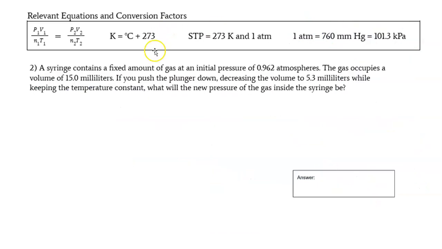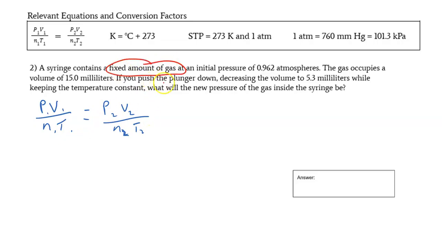Next one. So we have a syringe contains a fixed amount of gas. Okay? So this is a calculation problem. So I'm just going to write my combined gas law equation up here. Now the reason I'm going to do this is this allows me to then go back and eliminate things that are kept constant. So this says fixed amount of gas, right? So in my equation, we need to know that is n. So n is our fixed amount. And what that means is n is not changing. So we get to eliminate n from our equation.